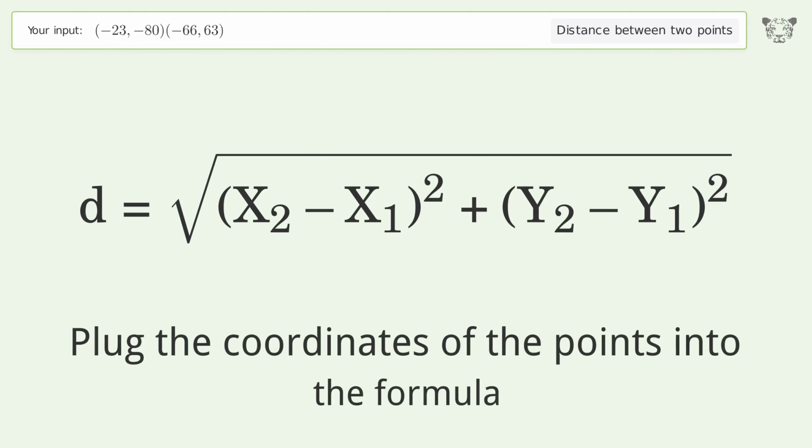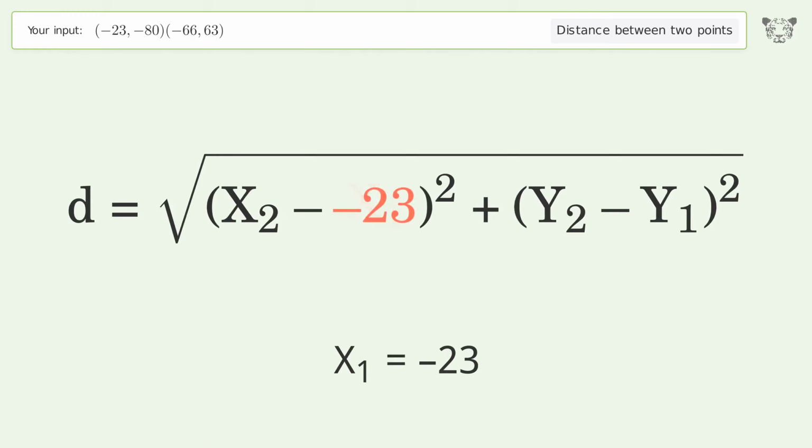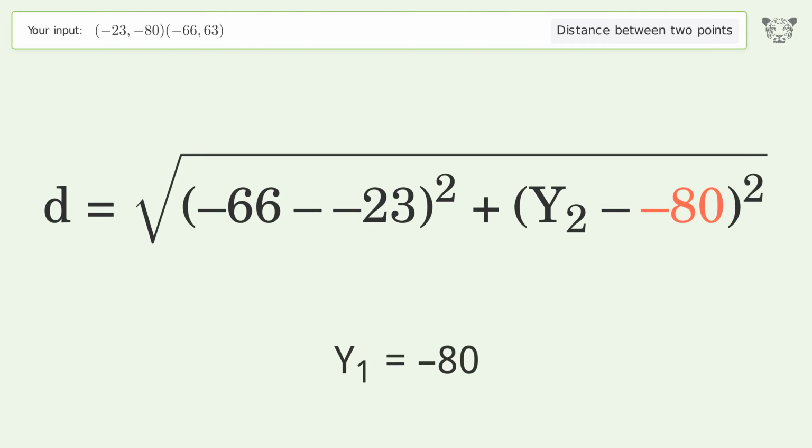Plug the coordinates of the points into the formula. x1 equals negative 23. x2 equals negative 66. y1 equals negative 80. y2 equals 63.